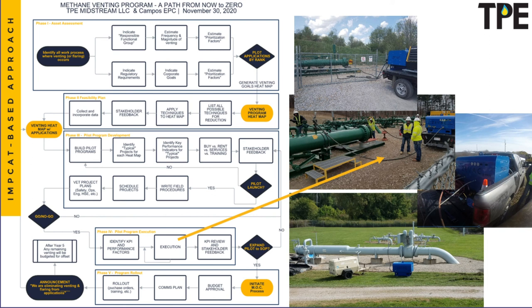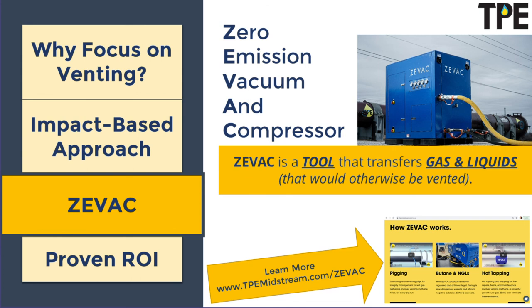This is where I want to pause our impact-based approach, which we'll come back to, and talk a little bit about the ZEVAC. It's an acronym for Zero Emission Vacuum and Compressor. It's a tool that transfers gas and liquids that would otherwise be vented. What we do is connect to the vent stack or pipe, and then we have to take a discharge connection onto another part of the system or something adjacent.